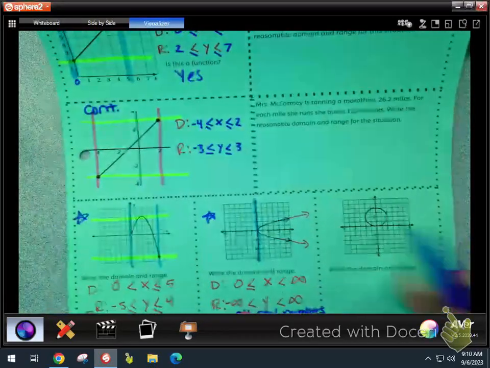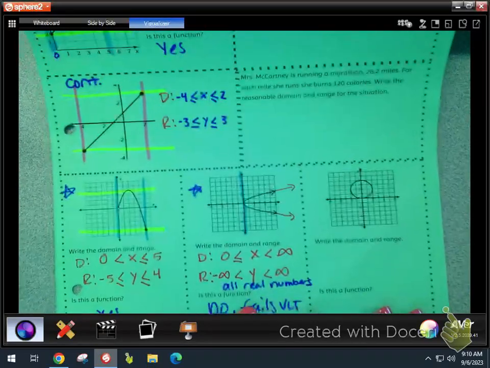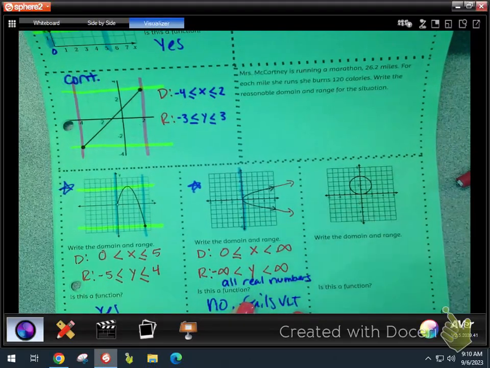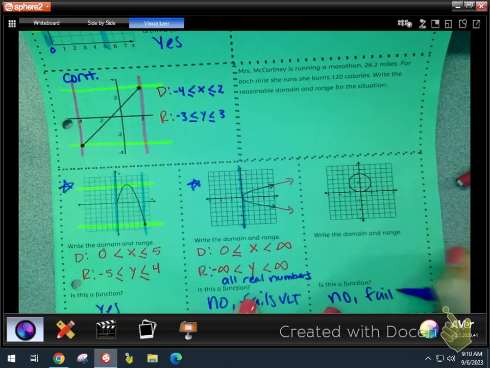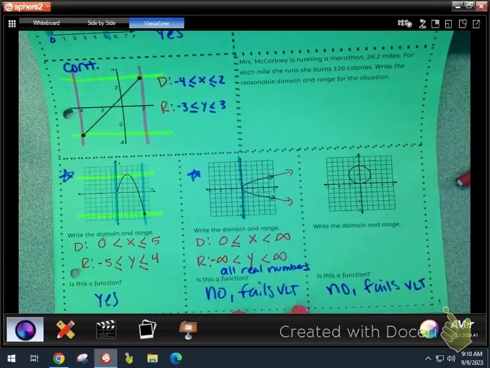Let's try this circle over here, this graph, and then we're going to jump into the word problems. First of all, is this guy a function, this circle right here? No. Why not? Because it goes through the line twice. It fails the vertical line test. So you can still find domain and range of something that is not a function, and we're going to do that right there.